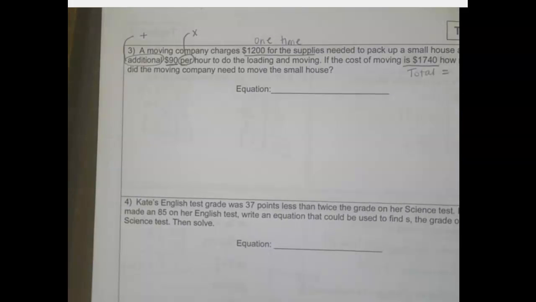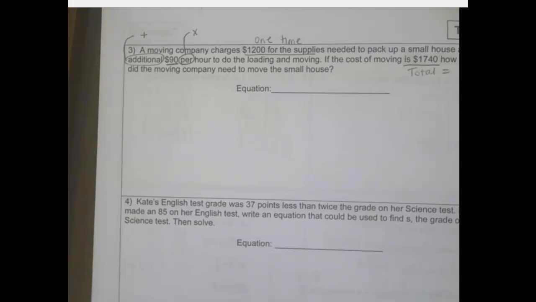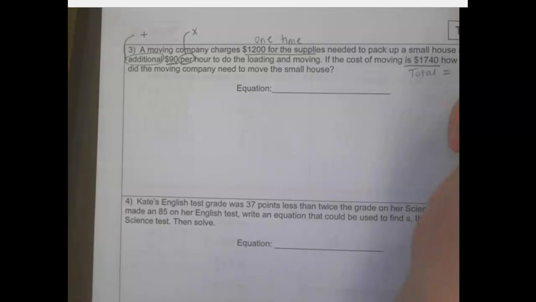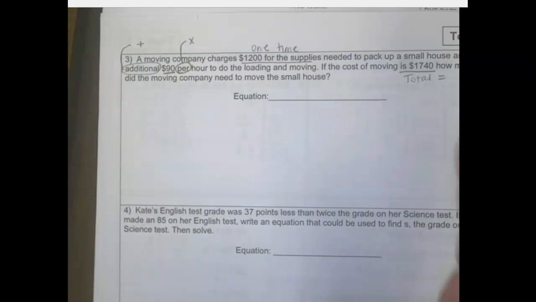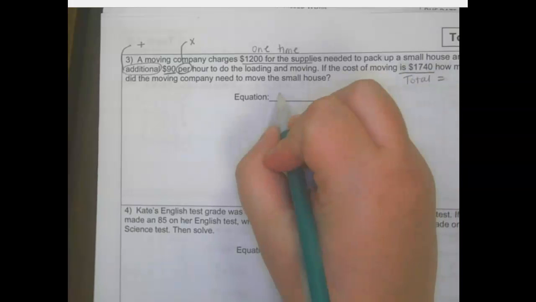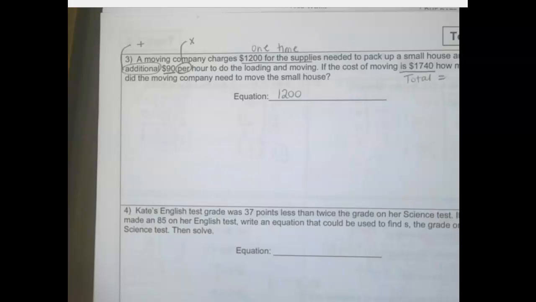How many hours did the moving company need to move the small house? So what are we going to be solving for in this case? Hours. We're going to be solving for hours. So I'm going to use an H. I like to use the letter also because it reminds me at the end of the problem what I was solving for. So we're going to start off with, we're going to pay $1,200 no matter what. Even if it takes them 30 minutes, we're still going to pay $1,200.